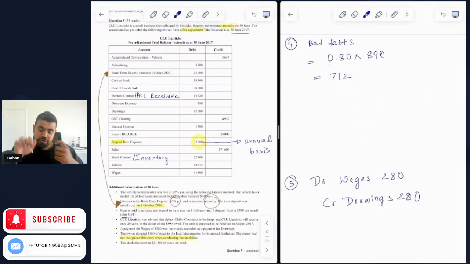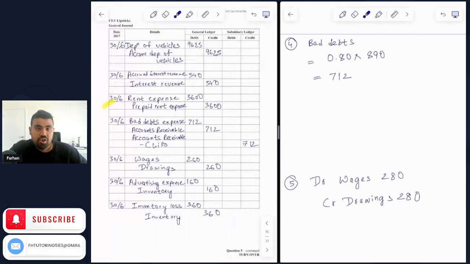Now, if you were to adjust this at the end of the reporting period on 30 June 2017, how do we do this? So anytime you have a bad debt, it means that you have an expense, and when expenses go up, you debit them. So therefore, at 30 June 2017, you're debiting bad debts expense by 712. Now, this bad debts expense relates to one customer, Chilo Cosmetics, the total of which would be reported within the accounts receivable in the general ledger.